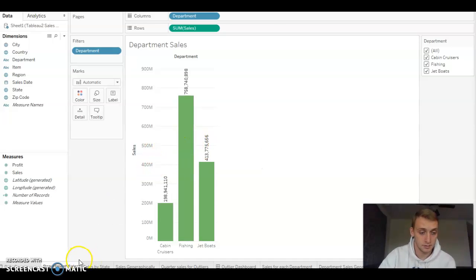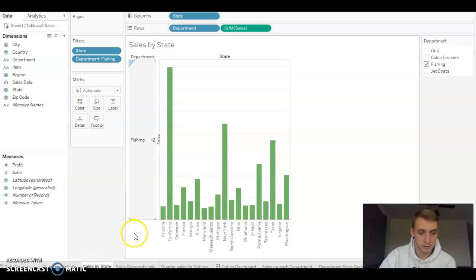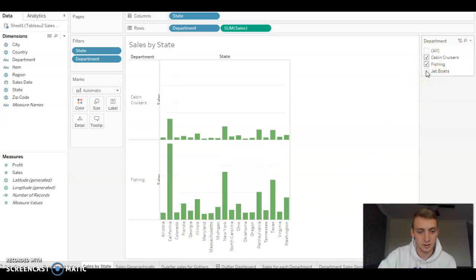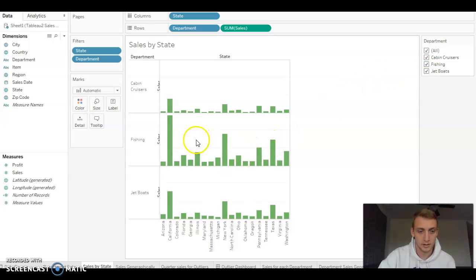I dived a little deeper and I found the sales by state for the fishing department specifically. I found California, New York, and Texas were much larger than all the others. And I sorted this by states that had more than 10 million in sales. And then I kept a filter over here so I could look at the other data. And from looking at all three, I saw fishing still had the biggest in these three.